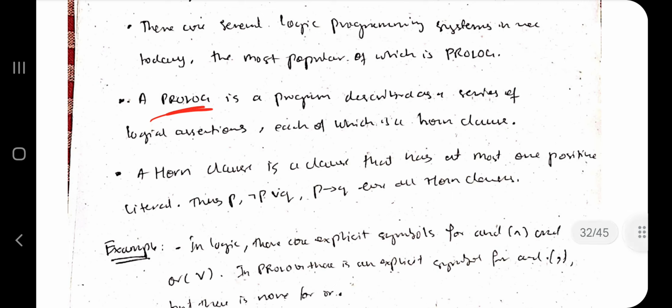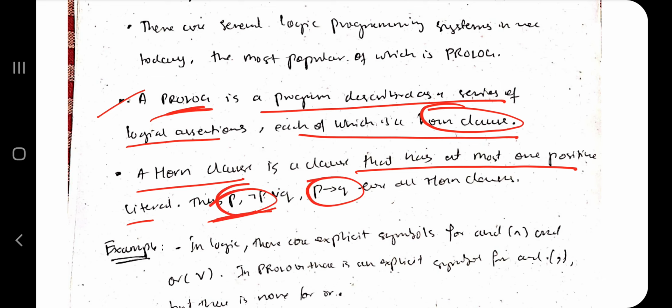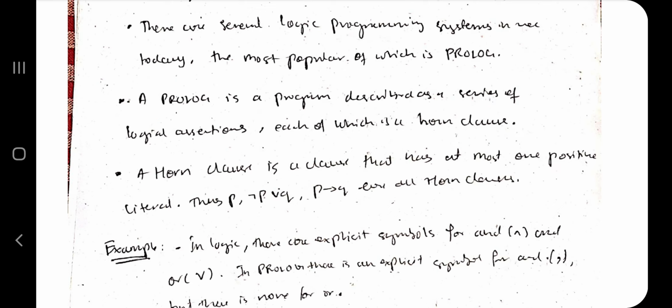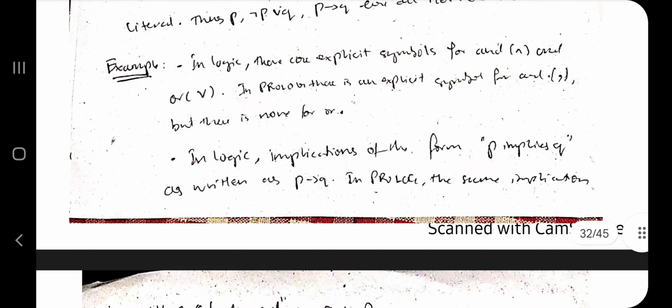Then what is Prolog? Prolog is a program described as a series of logical assertions. That's the third point. Each of which is a Horn clause. I discussed Horn clauses in the earlier videos, I guess in module 2, part 1. A Horn clause is nothing but a clause that has at most one positive literal, and P and comma not P is written like this: P goes to Q. You can watch part 1, where I have explained Horn clauses in more detail. Only Prolog will be using Horn clauses.